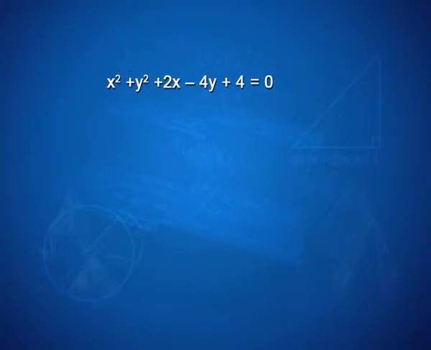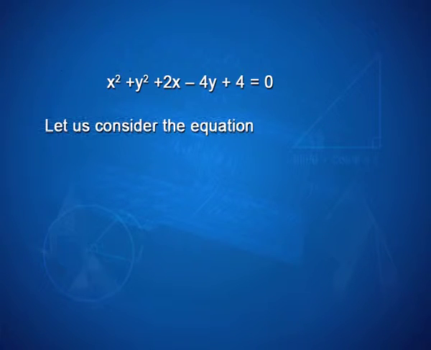You will find later on that this equation represents the family of circles and one member of the family is the circle given in equation 1, that is x square plus y square plus 2x minus 4y plus 4 is equal to 0. Let us consider the equation x square plus y square is equal to r square.